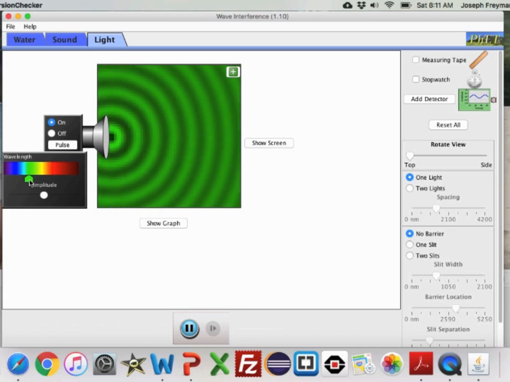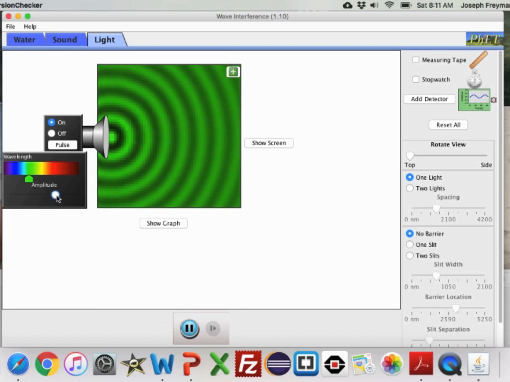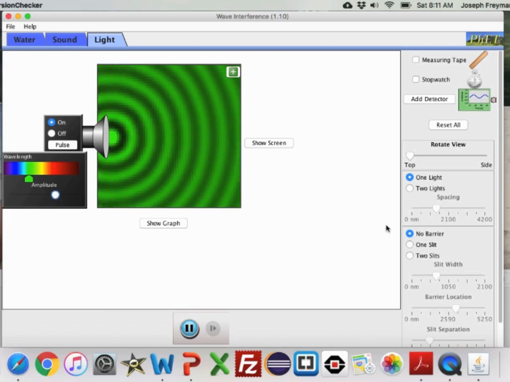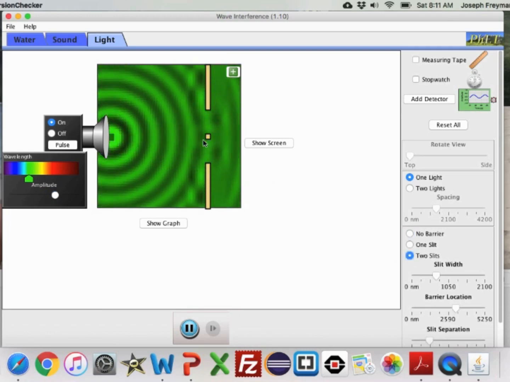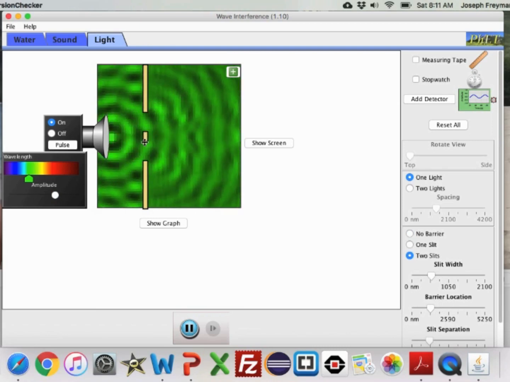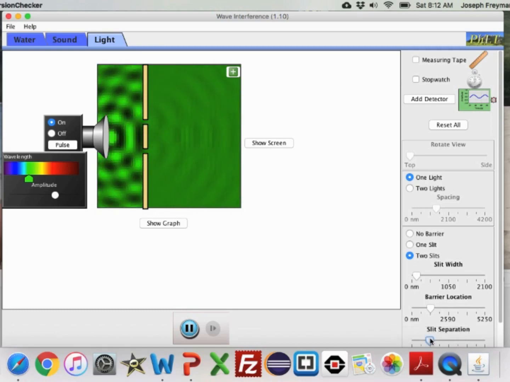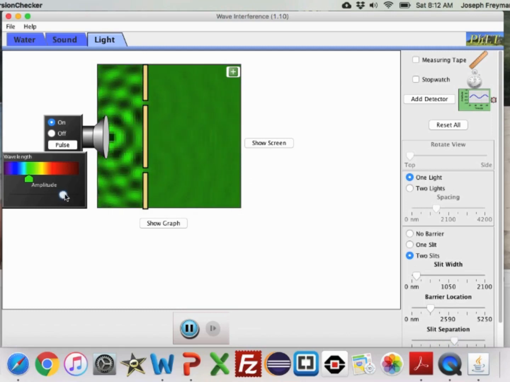And I can have the amplitude a little bit bigger so that it's also a little easier to see. And now I'm going to introduce the double slit. And as you can see, it's behaving a lot like the water waves. Increase the separation a little bit, and then I'll increase the amplitude even more.